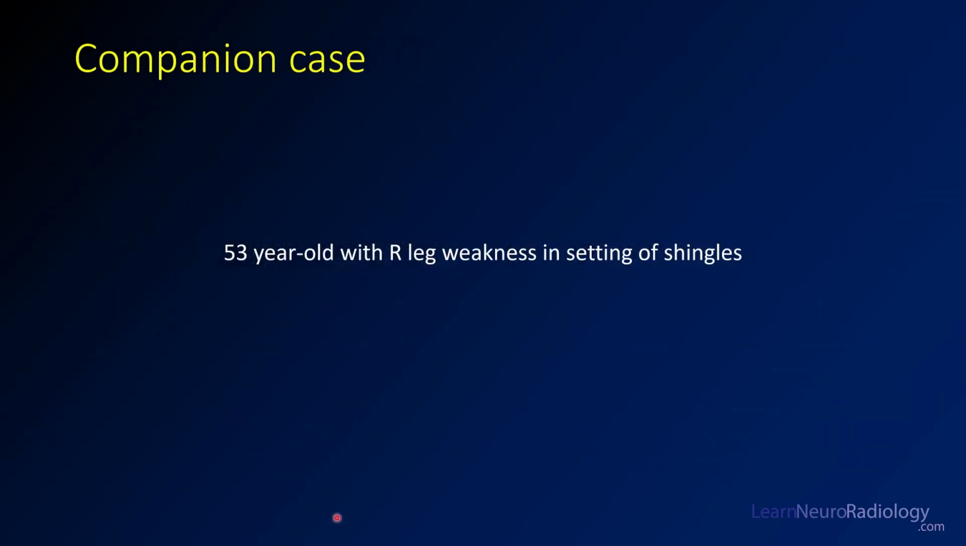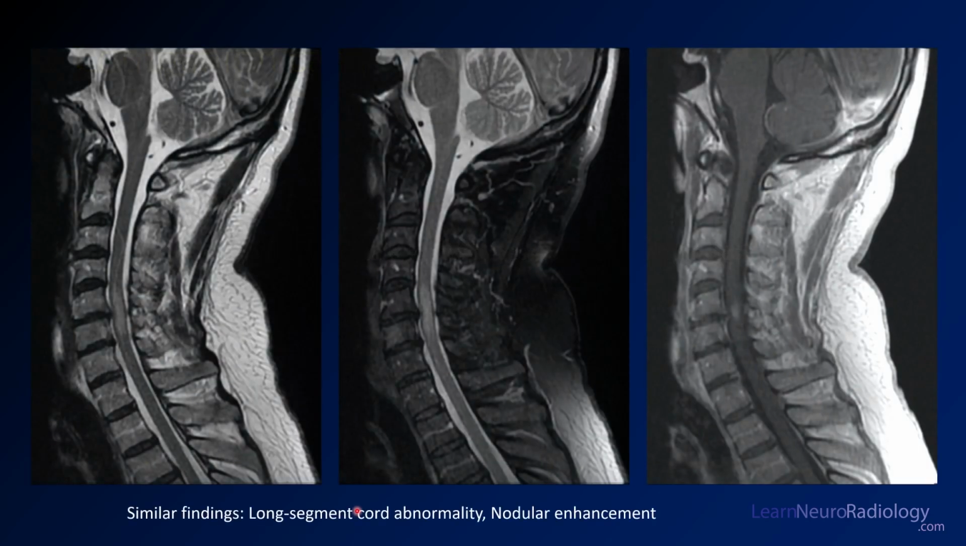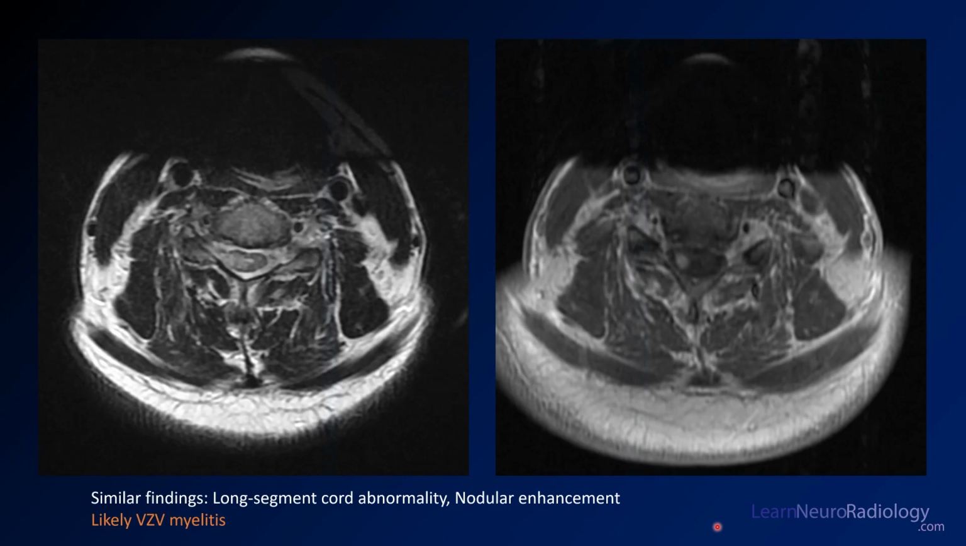A companion case for this case is a 53-year-old with right leg weakness. The patient's had a recent shingles outbreak. Here you see, and in this, the finding is similar, but in fact, a little bit more apparent. You see the cord is a little bit T2 bright here, perhaps a little bit expanded. On the fat saturated imaging, you just confirm that same finding. Maybe a little bit of hazy enhancement centrally in the cord there on your post-contrast imaging, but very similar findings to that previous case. Here you just see the axial images.